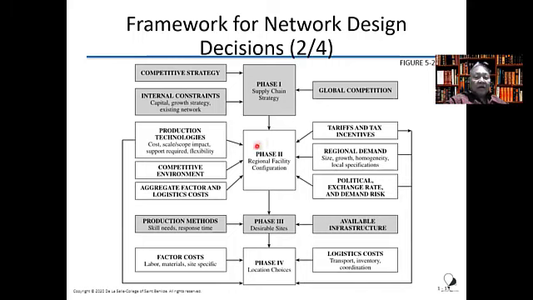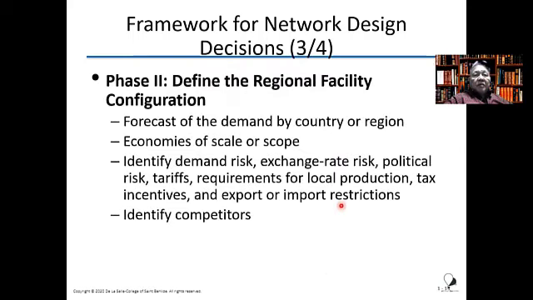In short, practically, you just have to do a lot of research and come up with how you are going to configure yourself in the region that you are in. Phase three will require you to know the production methods and, of course, the available infrastructures. And lastly, you have to know the factor cost and logistical cost. That would be input in phase four, where you will normally use a decision model to arrive at your choice.